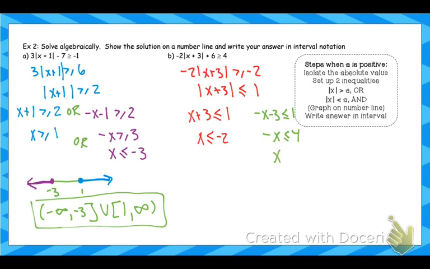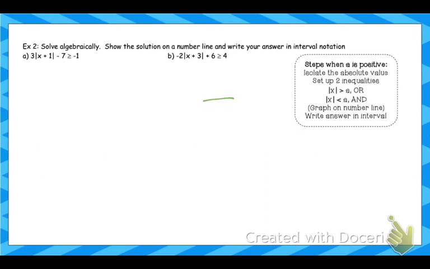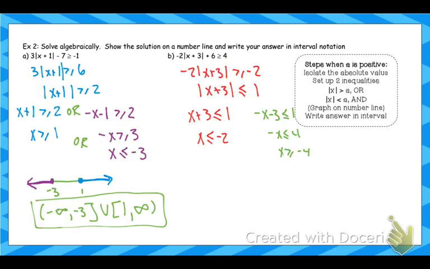So x is greater than or equal to negative 4. All right, so again, we're dealing with an absolute value less than a number, so this is going to be an and situation. I need to know where both of these things are true. So we're going to graph this on our number line.